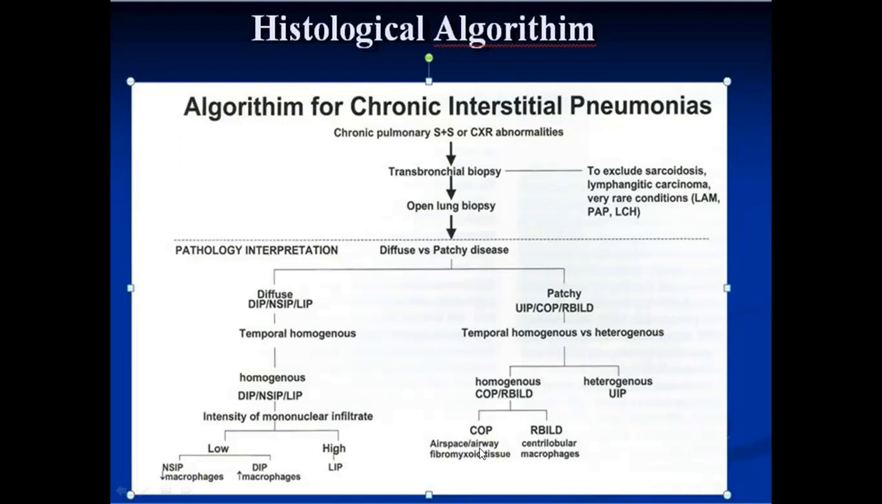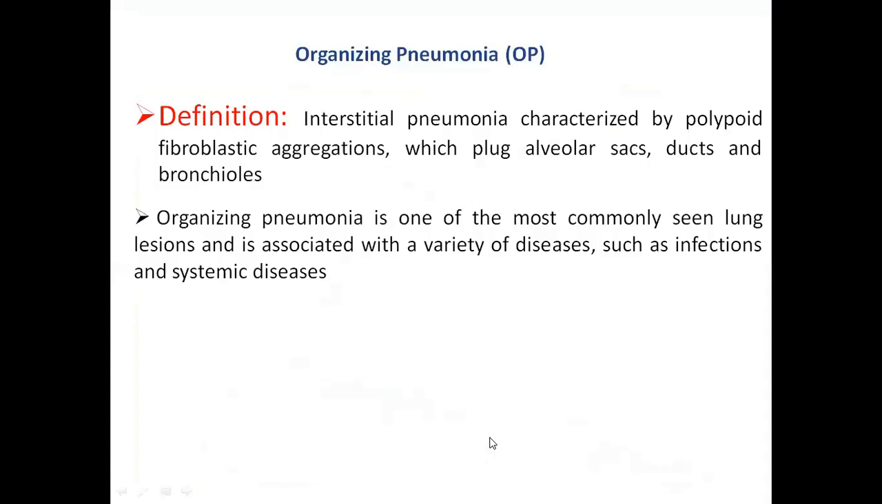So in this video, we will discuss further the organizing pneumonia. Starting with the definition, organizing pneumonia is an interstitial pneumonia characterized by polypoid fibroblastic aggregation which plugs the alveolar sacs, ducts or the bronchioles. Here the hallmark of organizing pneumonia is that the fibroblastic aggregations or fibroblastic plugs come into the alveolar sacs, ducts or the bronchioles, and these are also known as Masson bodies. When we go over the microscope, this definition will be much clearer.